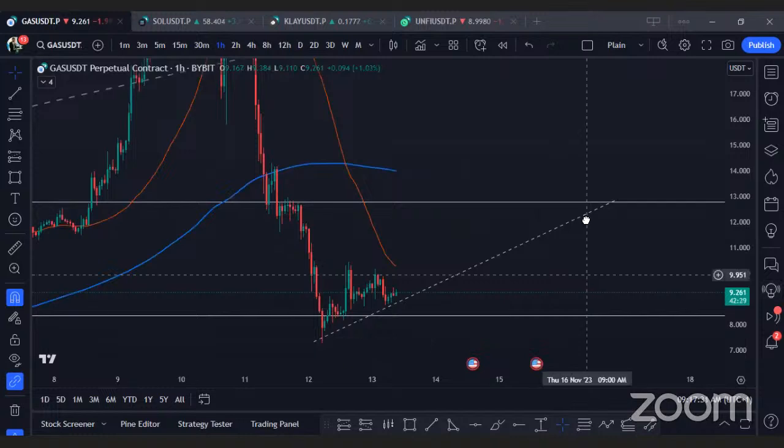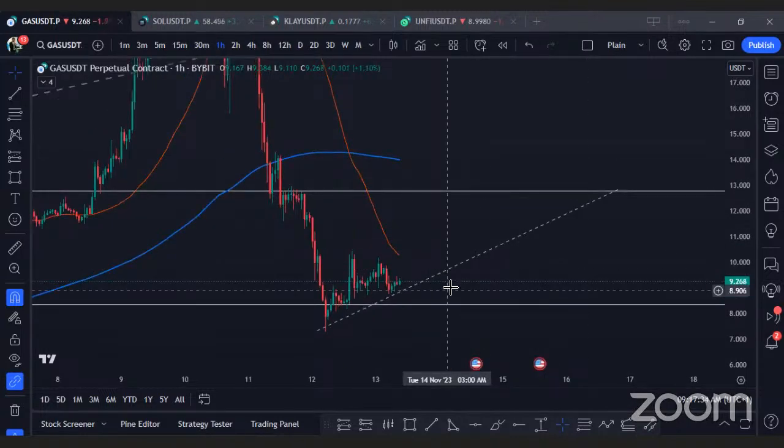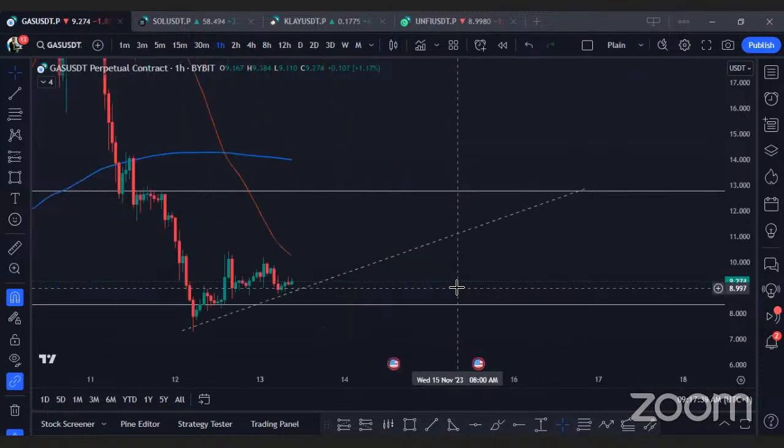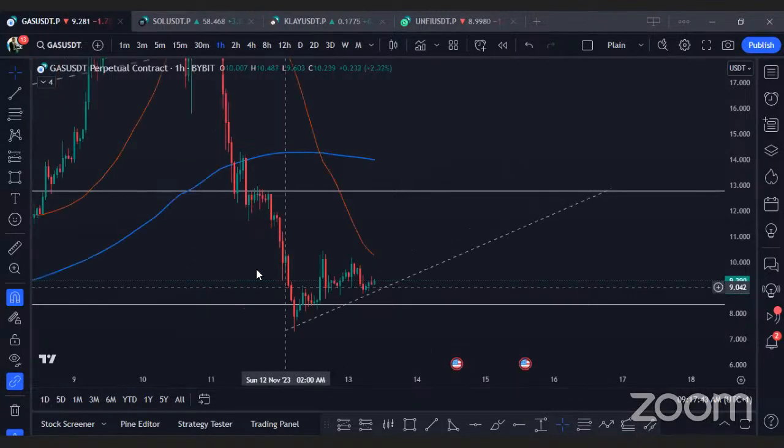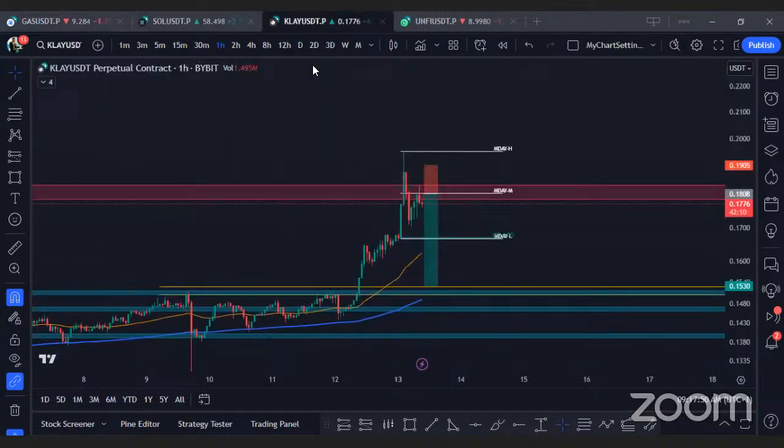For this, where's my limit order? I think 8.7, right? Or even $9. $9 will do. I'm looking for long for gas, okay? But be careful, guys. Gas is one very funny token.